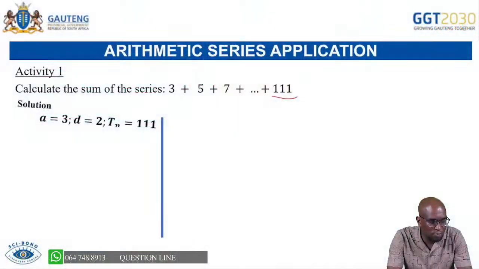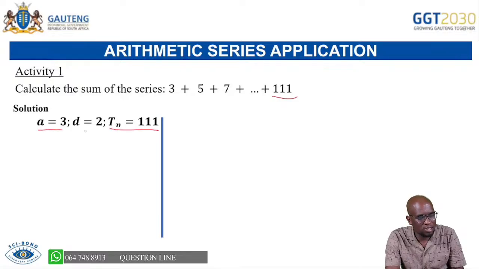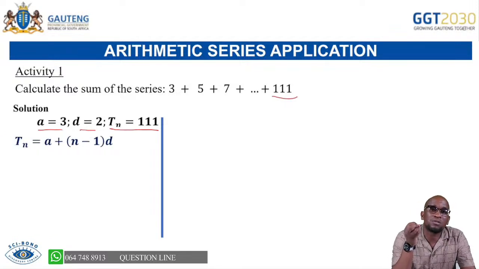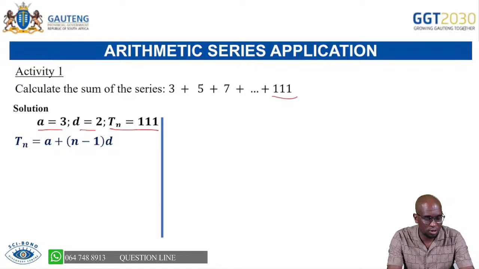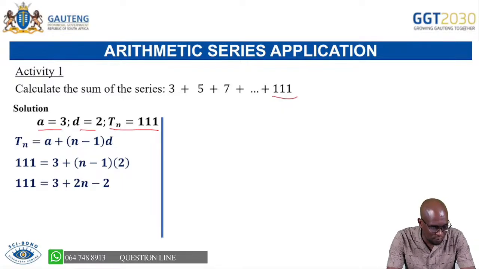So point of departure, obviously we identify a, d and tn as 111. Those are the given information here. A is the first term, D is the difference between the terms, and then from there, as we move on, we want to work out, with our step one, the number of terms that we are adding in this particular series, right? So we substitute the given information into the arithmetic formula because we want to know what n is. So substituting that, we are then able to simplify.